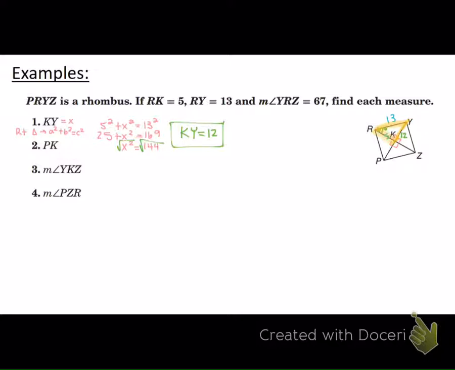So then it says, what is the length of PK then? What is the length of PK? 12. Yeah, this is congruent to KY. So KY is congruent to PK. So PK is also 12.